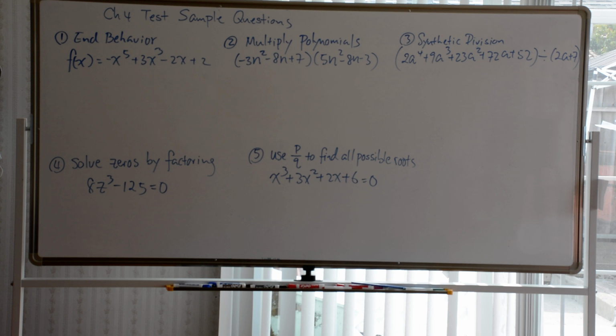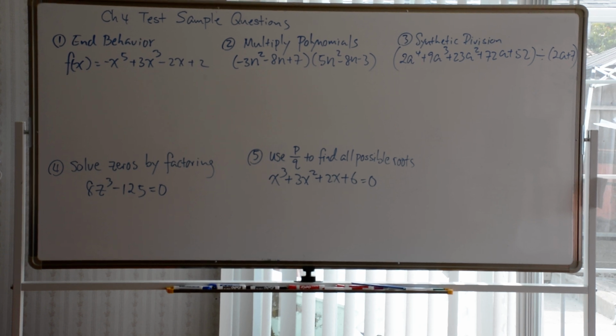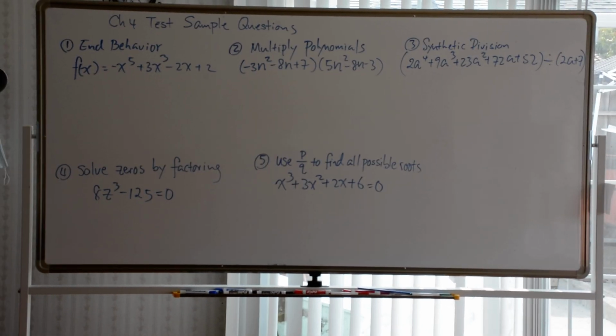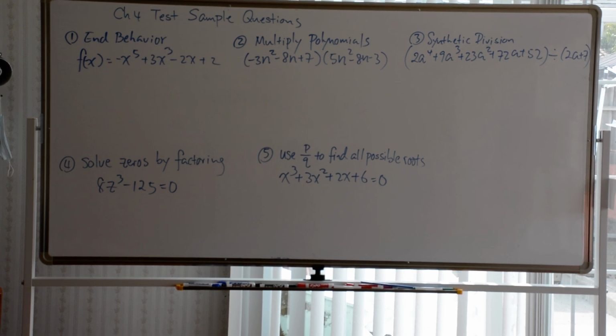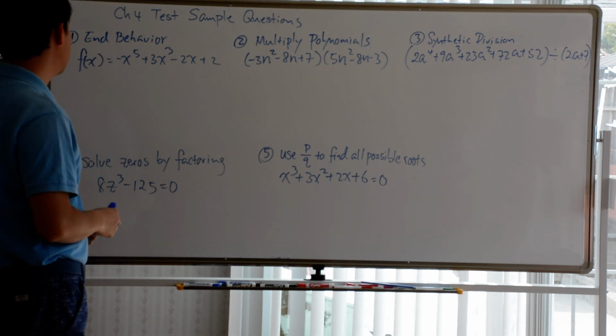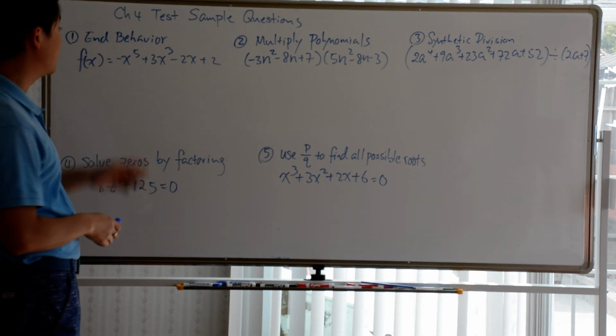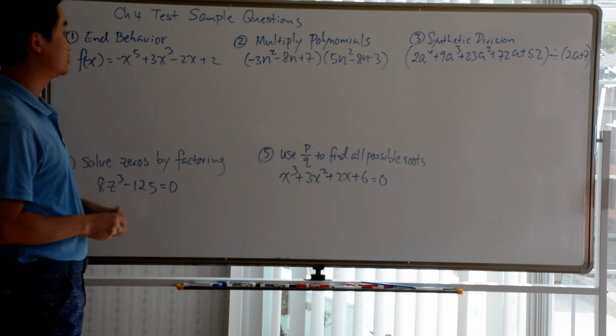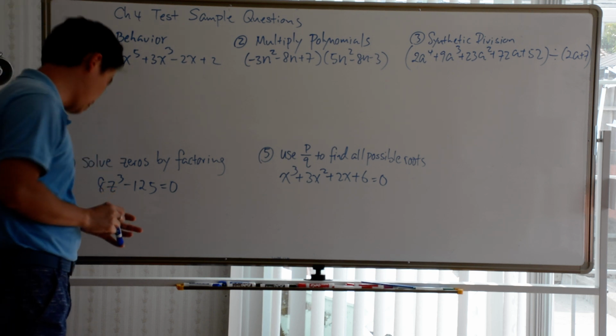So I would like to talk about some of the simple questions for the Chapter 4 test. Again, Chapter 4 is all about polynomials, so we'll take a look at that. The first one is about finding the end behavior of a polynomial. As you can see, this one is considered a fifth degree. 1, 2, 3, 4 terms, it's a quadnomial, so a fifth degree quadnomial.